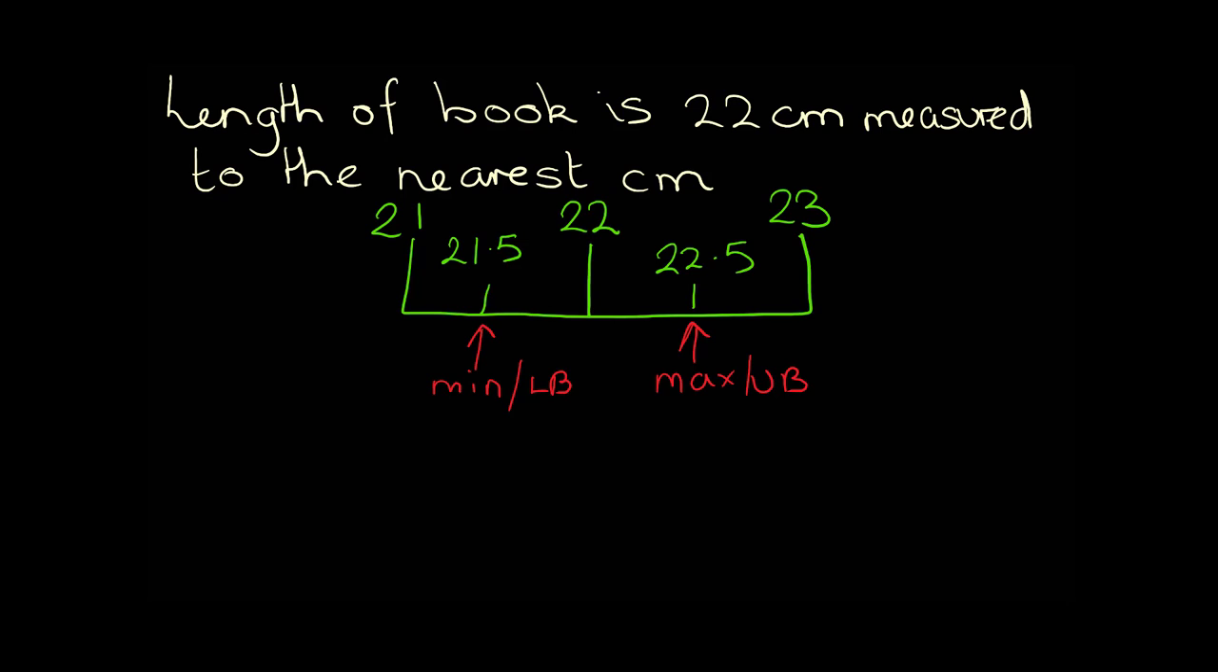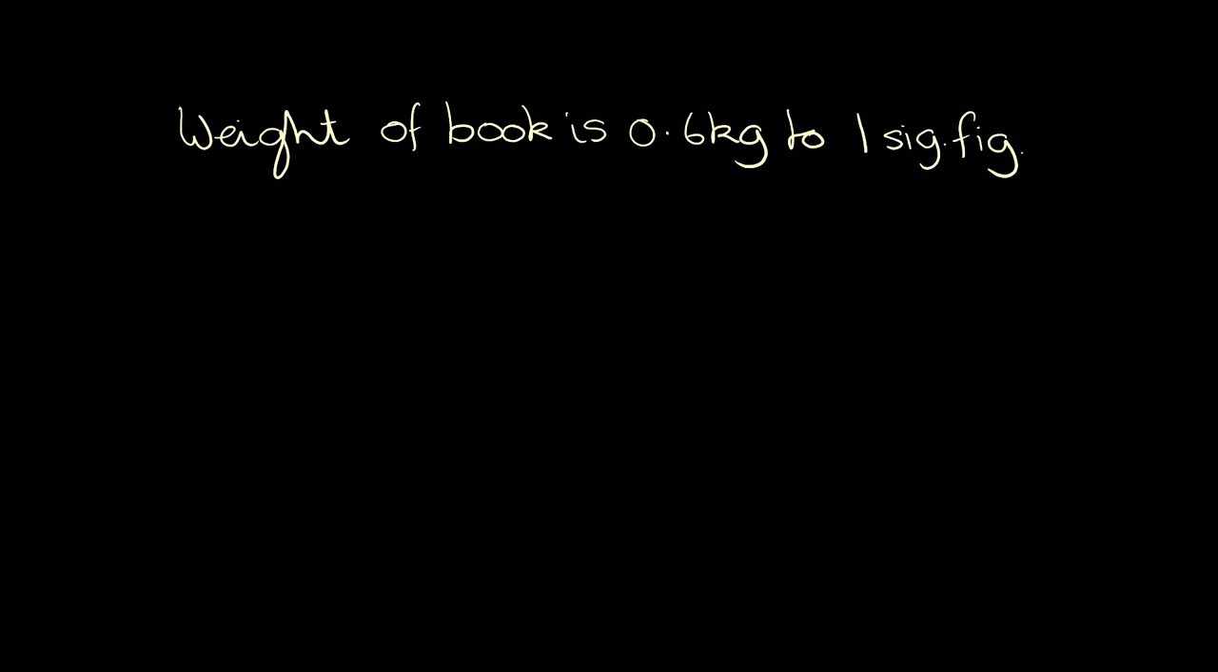So our error interval is going to look like this. We're going to have 21.5 less than or equal to x, x is less than 22.5. Now it's not always x in the middle, sometimes they use different letters. Here they could have used an L for length, for example, in the middle. Let's have a look at another example.